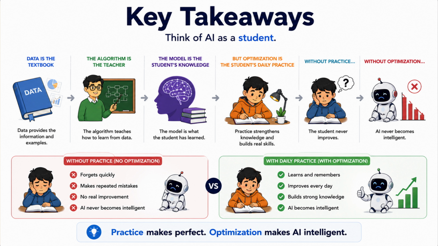Here are the key takeaways. Think of AI as a student. Data is the textbook. The algorithm is the teacher. The model is the student's knowledge. But optimization? Optimization is the student's daily practice. Without practice, the student never improves. Without optimization, AI never becomes intelligent.